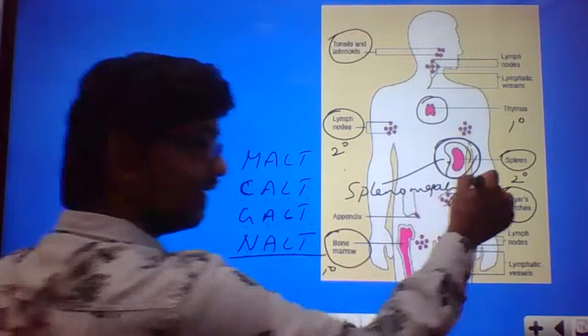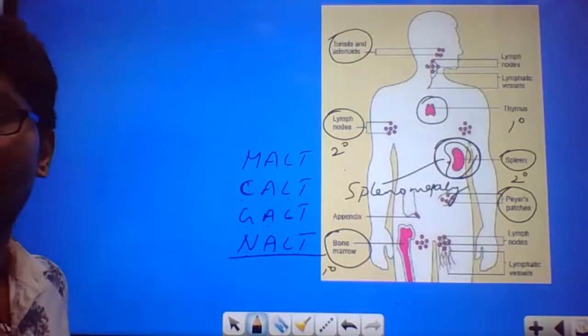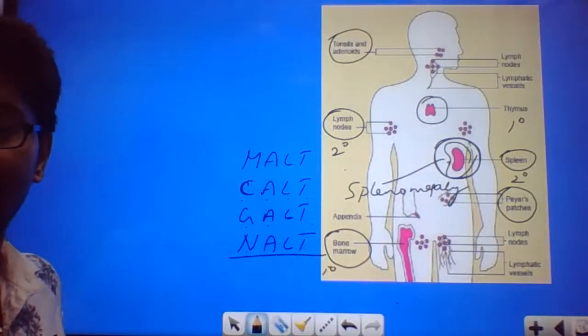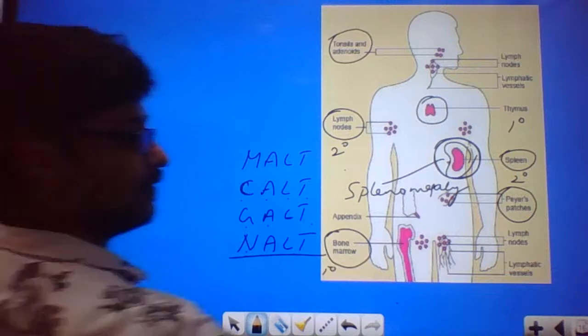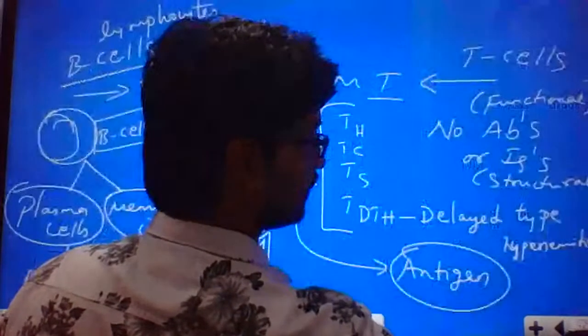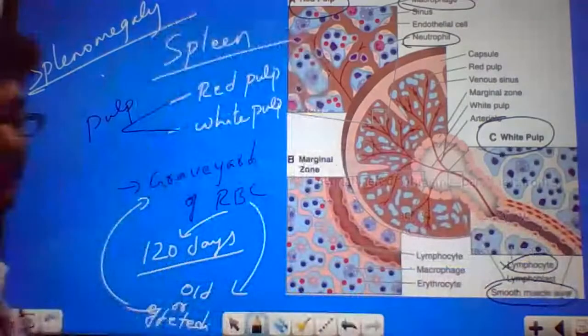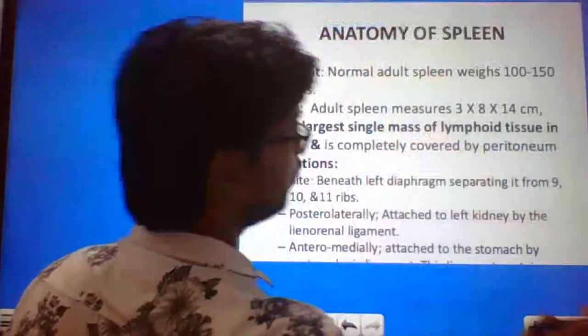In case liver increase ஆச்சுன்னா that is called hepatomegaly. So enlargement of spleen is called splenomegaly. Usually this enlargement of spleen occurs during the entrapment of the organism, the blood-borne pathogen.